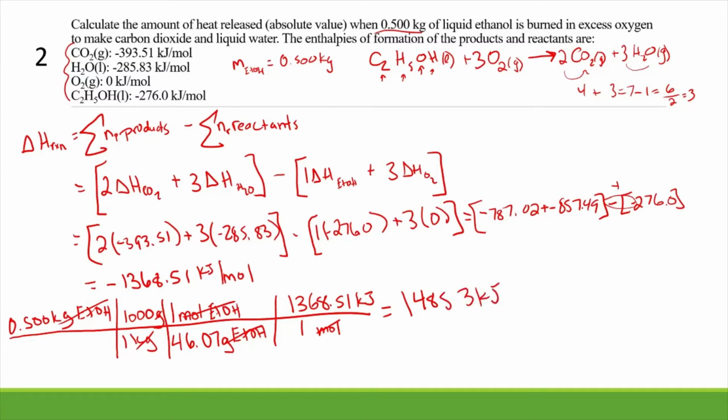14,853 kilojoules. But ChemVantage is being a little picky on this problem, wanting sig figs. And for some reason they want 3 sig figs, so if you're having issues, it's probably significant figures. So this becomes 1.49 times 10 to the 4th kilojoules. So yeah, check your significant figures if this one was an issue, if it wasn't giving you credit.